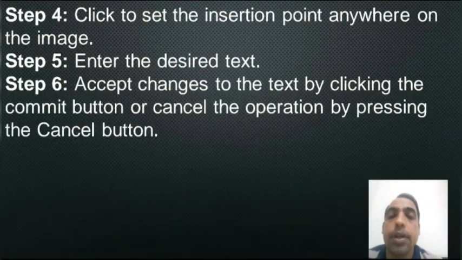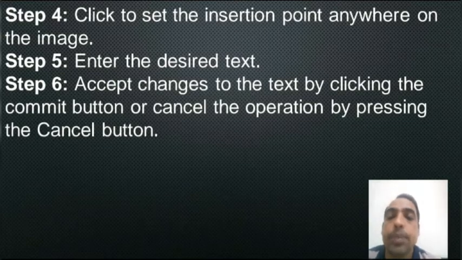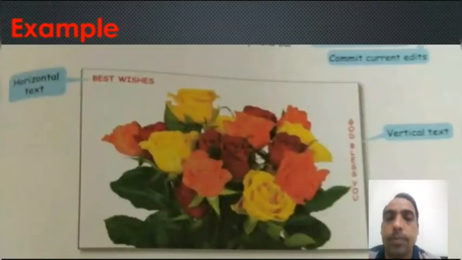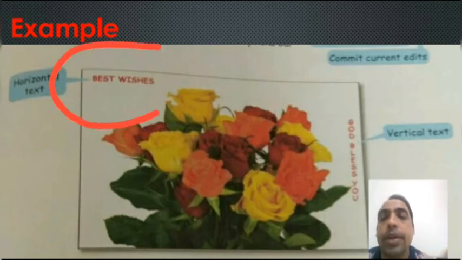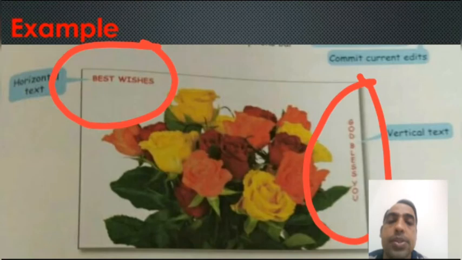Step 4. Click to set the insertion point anywhere on the image. Step 5. Enter the desired text. Step 6. Accept changes to the text by clicking the commit button or cancel the operation by pressing the cancel button. Now you can see one example in which we have used type tool. In this image we have written here best wishes and here God bless you.